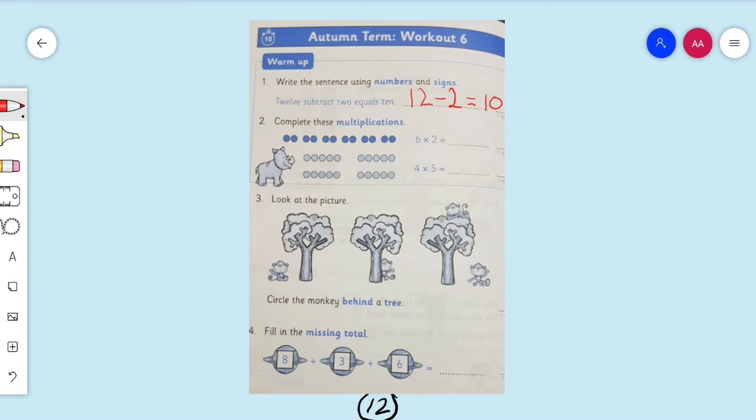So now let's do question number 2. It says complete these multiplications. So the first multiplication is 6 times 2. You might not know what 6 times 2 is, but the same is 2 times 6. It's the same as 6 times 2. So 6 times 2 is the same as 2 times 6.